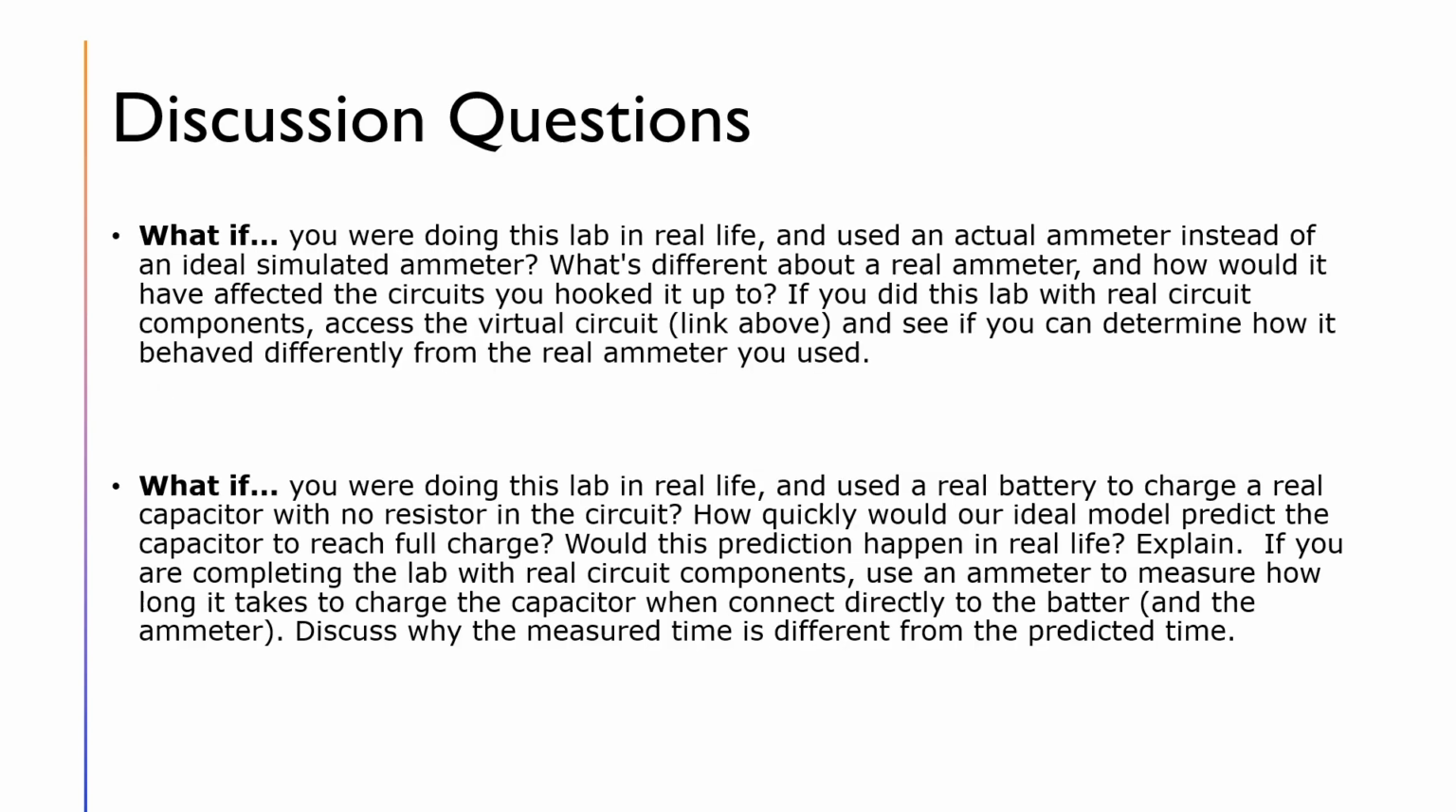The real ammeter would have a resistance greater than 0. So this would increase the overall resistance of the circuit and decrease the current in the circuit.